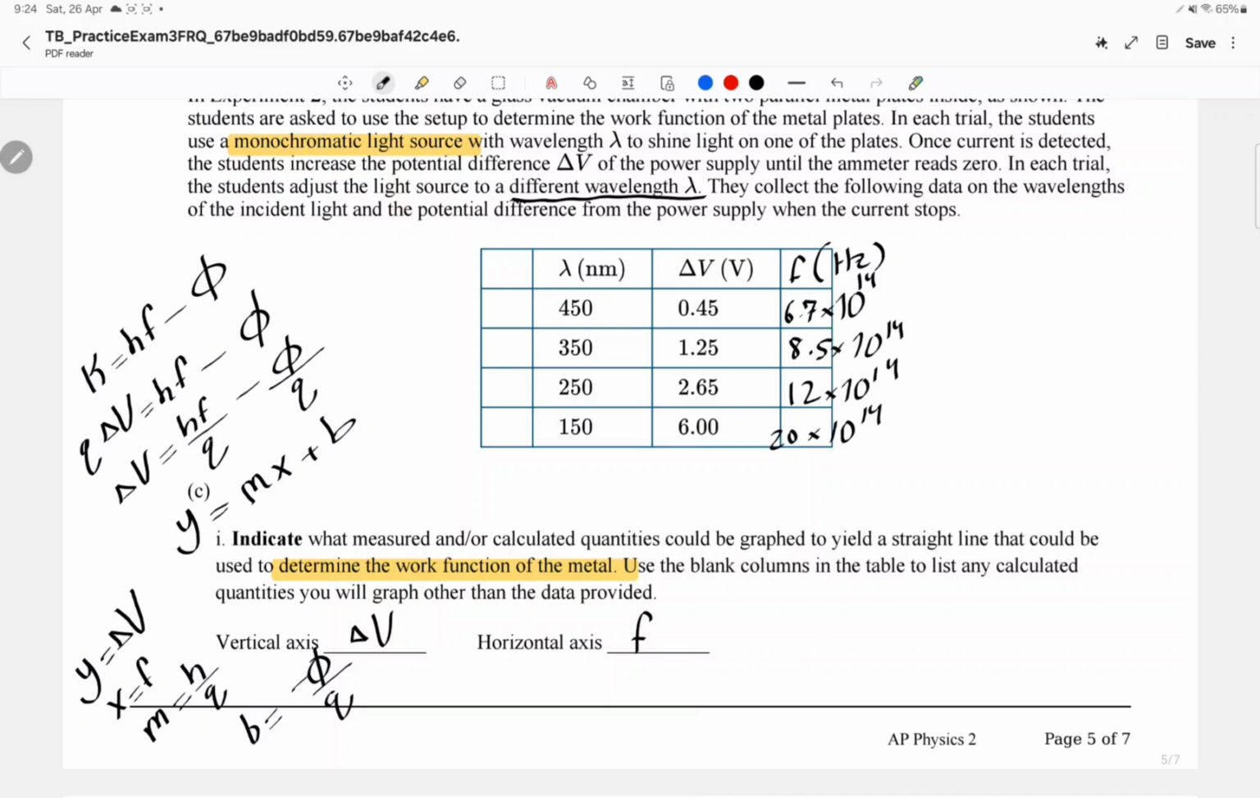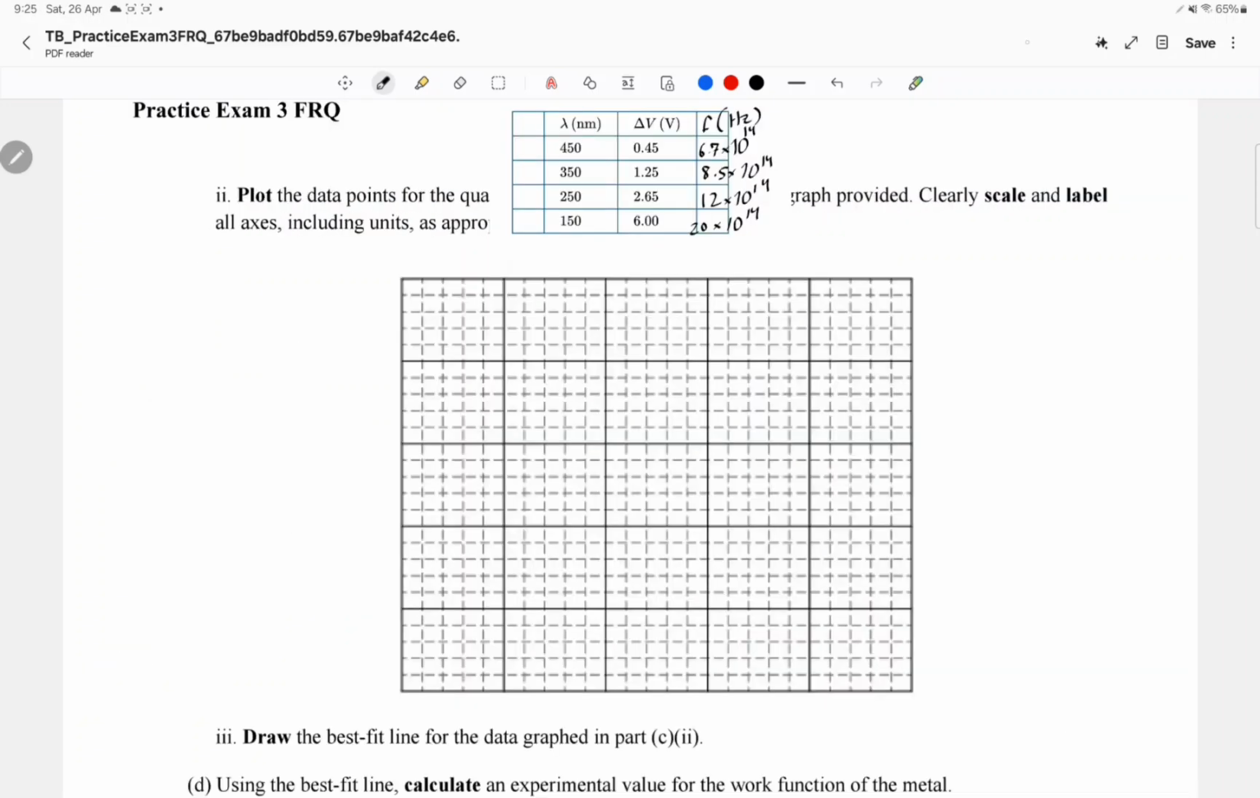Now it's time to actually graph. I'm going to be labeling my y-axis with delta V, and of course the volt is the unit, and my x-axis with F, which is the hertz. Now, my delta V has to range from 0.45 to 6. I must end with 6, right? So 6, 4, 2, 0, -2, -4.